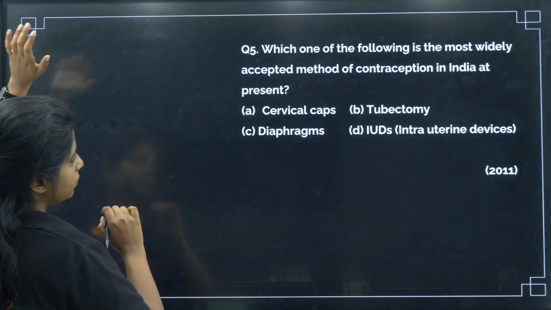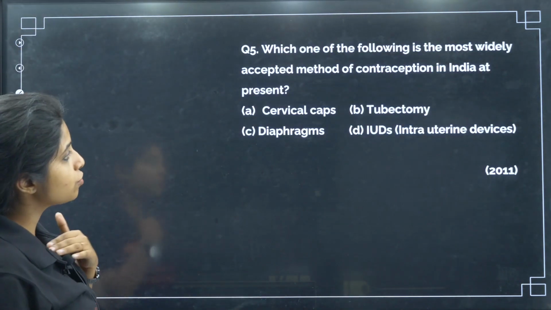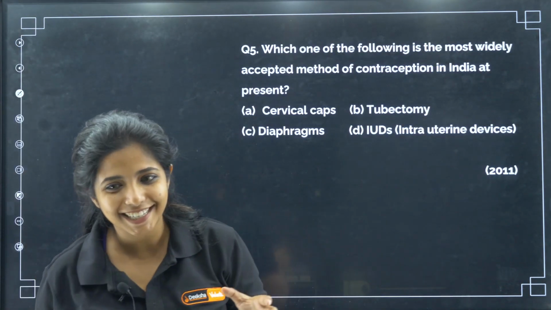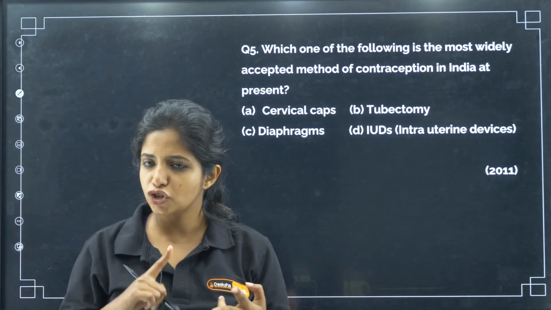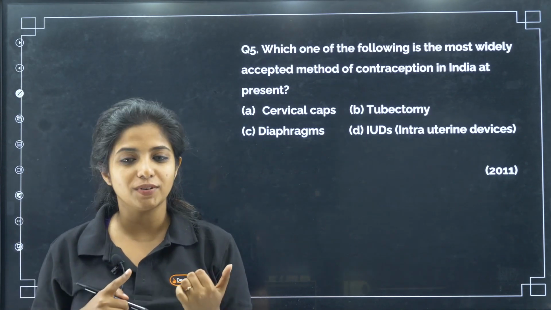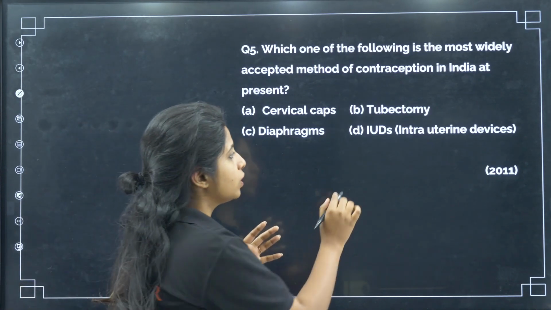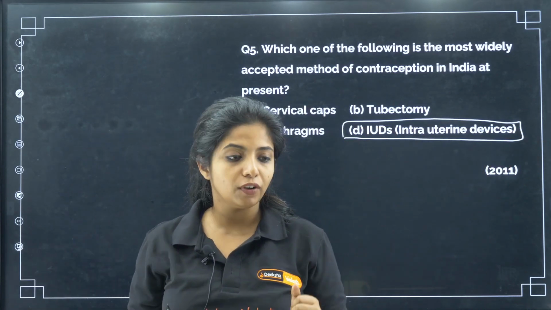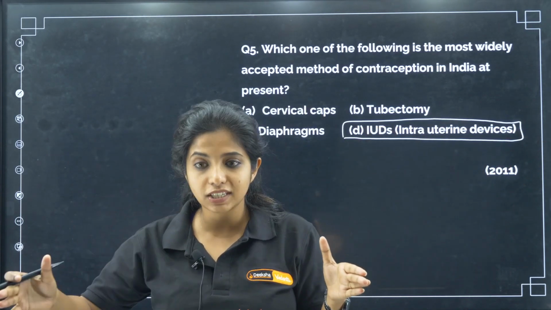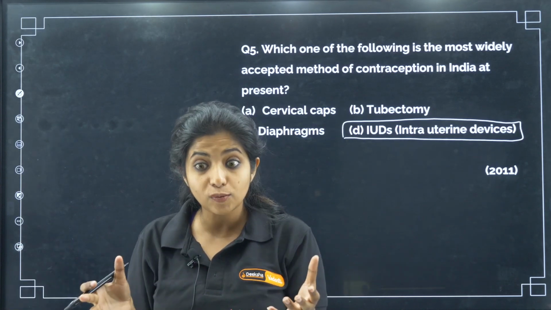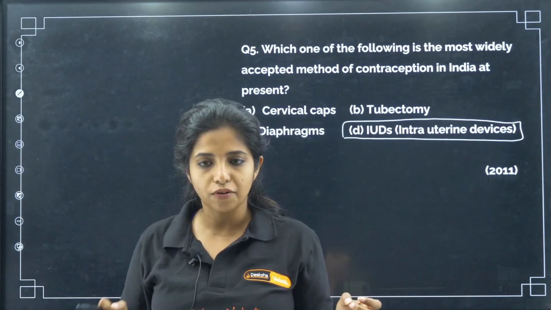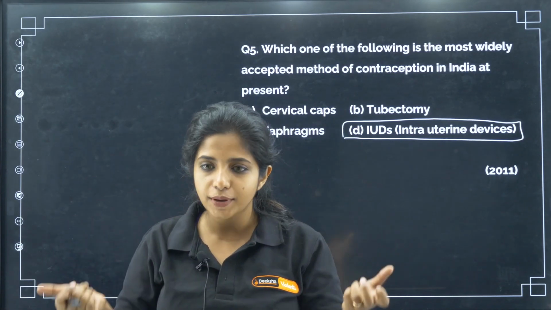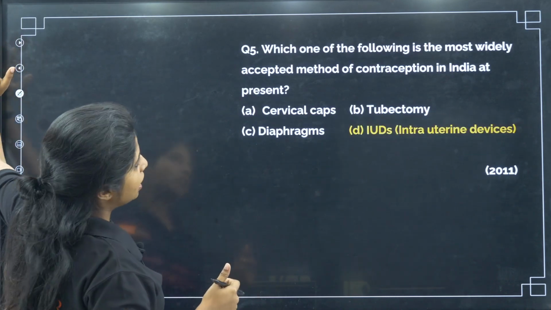Cool. Now, which one of the following is the most widely accepted method of contraception in India at present? Cervical caps, tubectomy, diaphragms, or IUDs? It is IUDs. IUDs are one of the most widely accepted, and it is best for spacing children also. For example, a couple had a child and after 5 years they want to have another child. So they can use IUDs. Doctors would be inserting it and removing it according to the wish of the patients. So it will be IUDs.